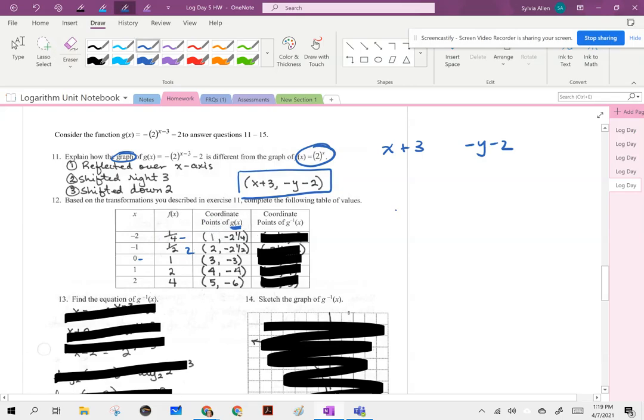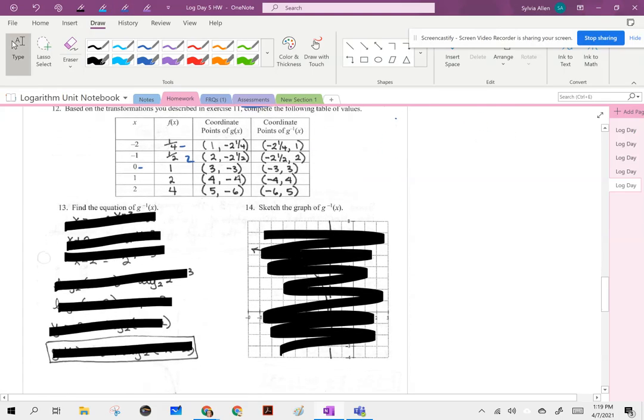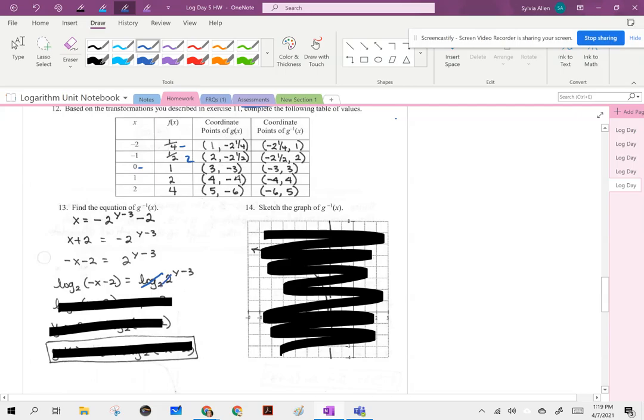Now look at this one, the inverse. Well, the inverse is just switching the x and the y, so that's exactly what I'm doing on that last table. Number 13, find the equation of the inverse. So the first thing, switch the x and the y, start solving for y. Add 2, divide by -1. Rewrite it in exponential form, or raise both sides to log 2, which gives you this as an end result. Add 3 and replace y with g inverse.